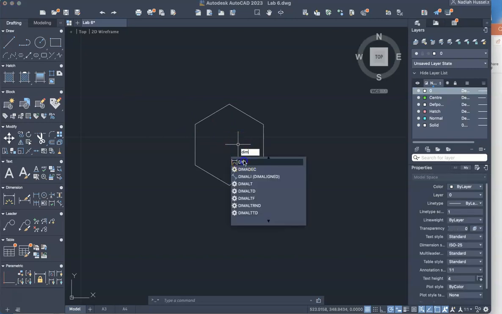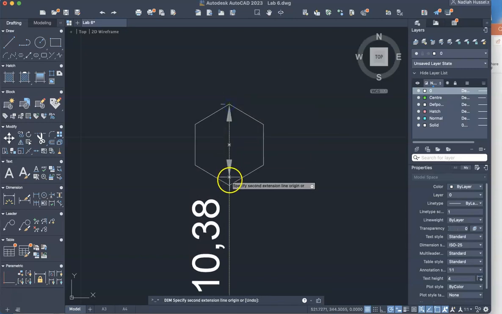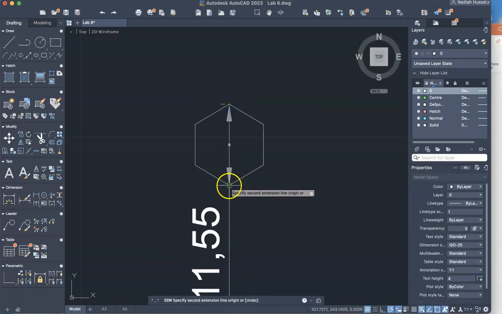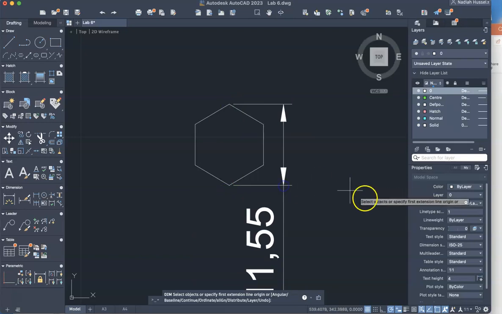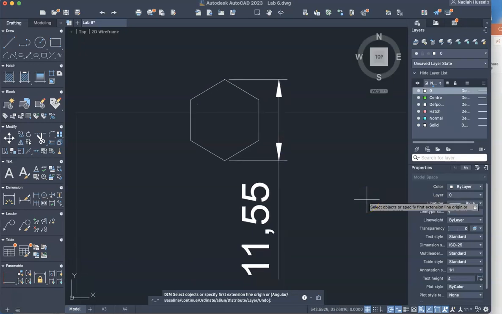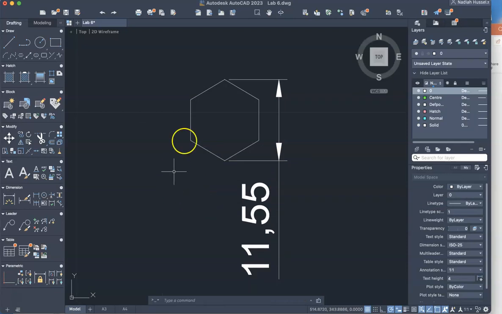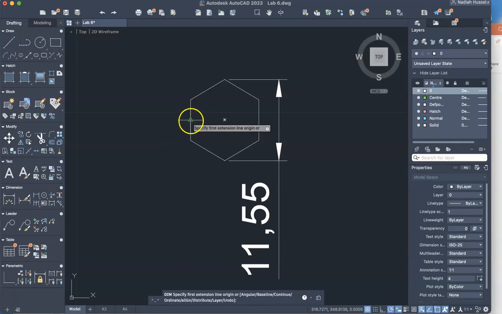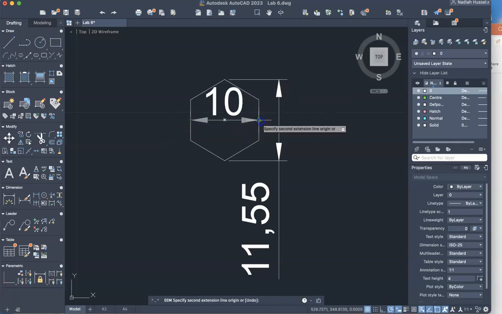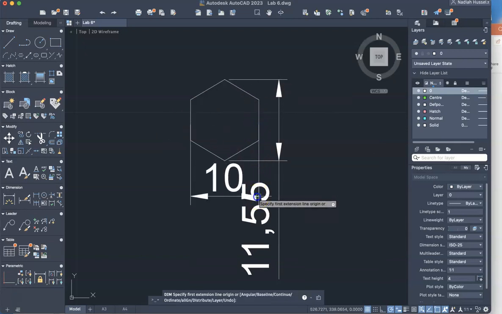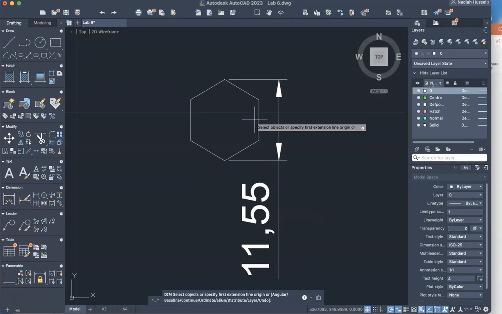So I'm going to use dim from this point to this point. It should be 11.5. Why is it 11.55? It means that something is wrong. Okay, and again, let's try to find out the dimension for this one. Flat side to flat side is 10, so we got this one right, but the pointy side to the pointy side is not correct. So let's try to do this again.